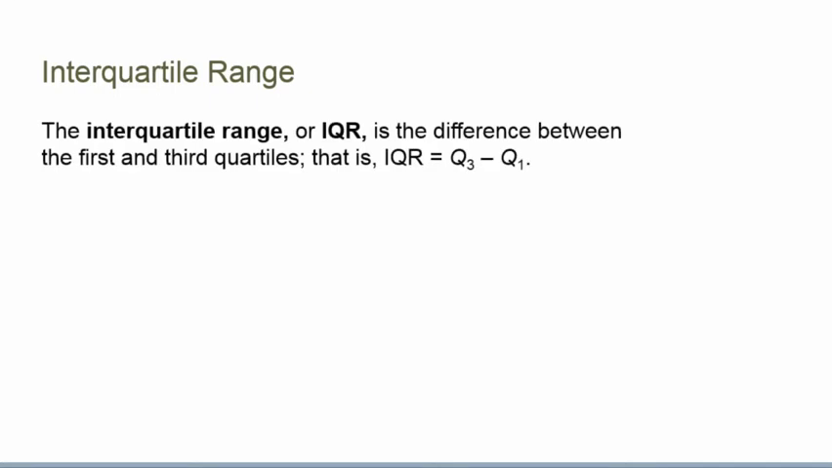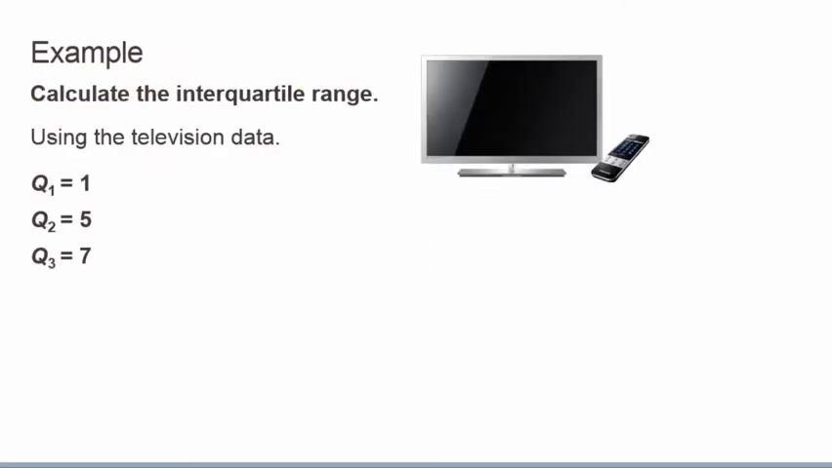Interquartile range. The interquartile range, or IQR, is the difference between the first and third quartiles. That is, IQR equals Q3 minus Q1. Using our television data, we want to calculate the interquartile range. Q1 is 1, Q2 is 5, Q3 is 7. The IQR will equal 7 minus 1, which is 6.